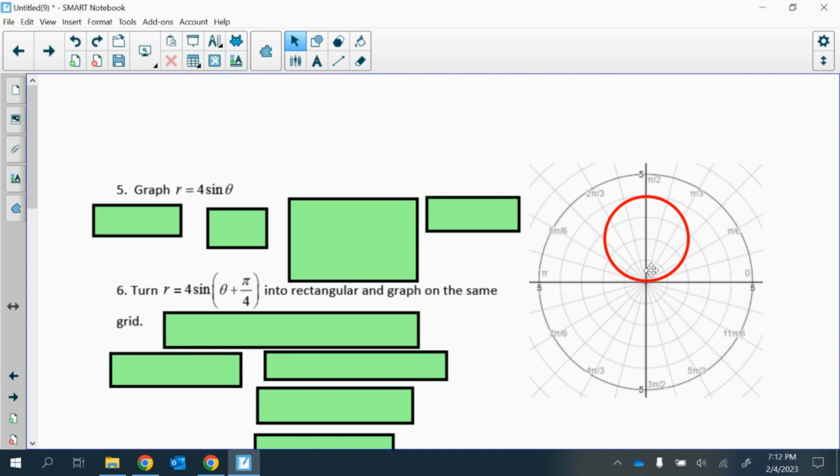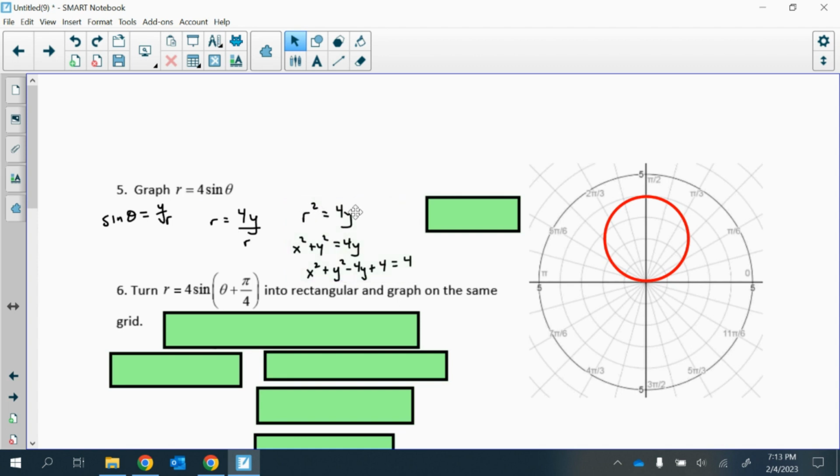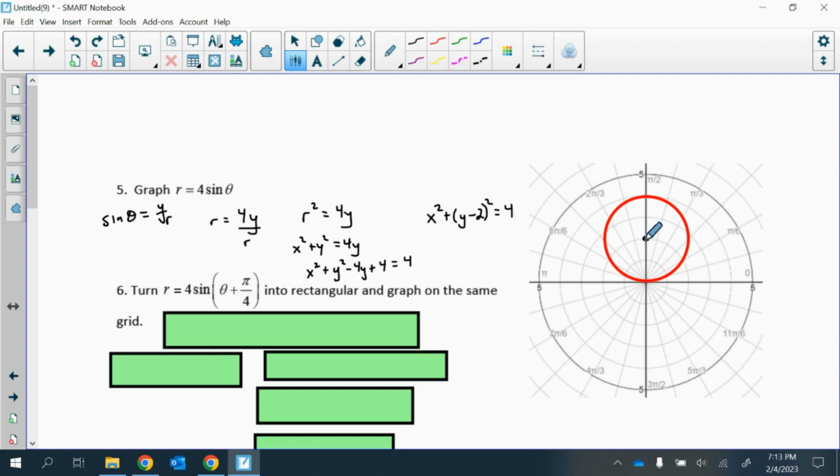R equals 4 sine theta is a circle of radius 2 going up in the y direction. We've learned that before, so just a reminder of y. If sine of theta equals y over r, I can replace that with y over r here, multiply the r over, and I get r squared equals 4y. Convert r squared to x squared plus y squared, and then do some completing the square math in order to get this equation, which we have known ever since geometry, where the center is at 0, 2, and the radius is 2.